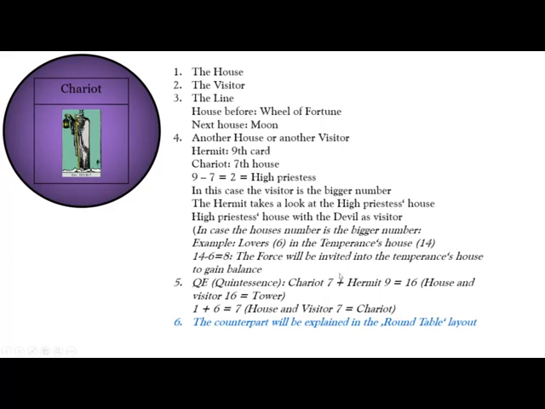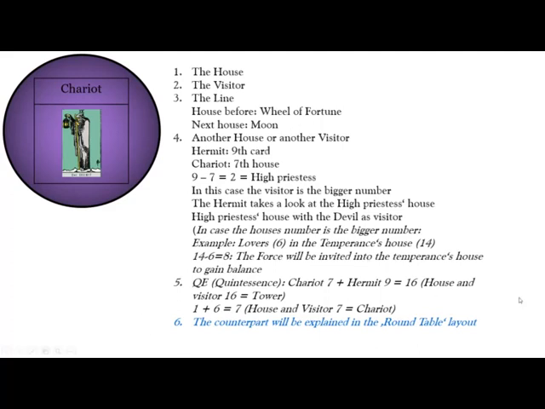First of all, you take the first quintessence, which is the 7 and the 9, which is 16. So you check the house and the visitor of the Tower, what is going on in their houses, what is the energy there. Because if we're saying the Chariot and the Hermit are destroying old structures, then we can take a look at what is going on in our structure based on our beliefs.